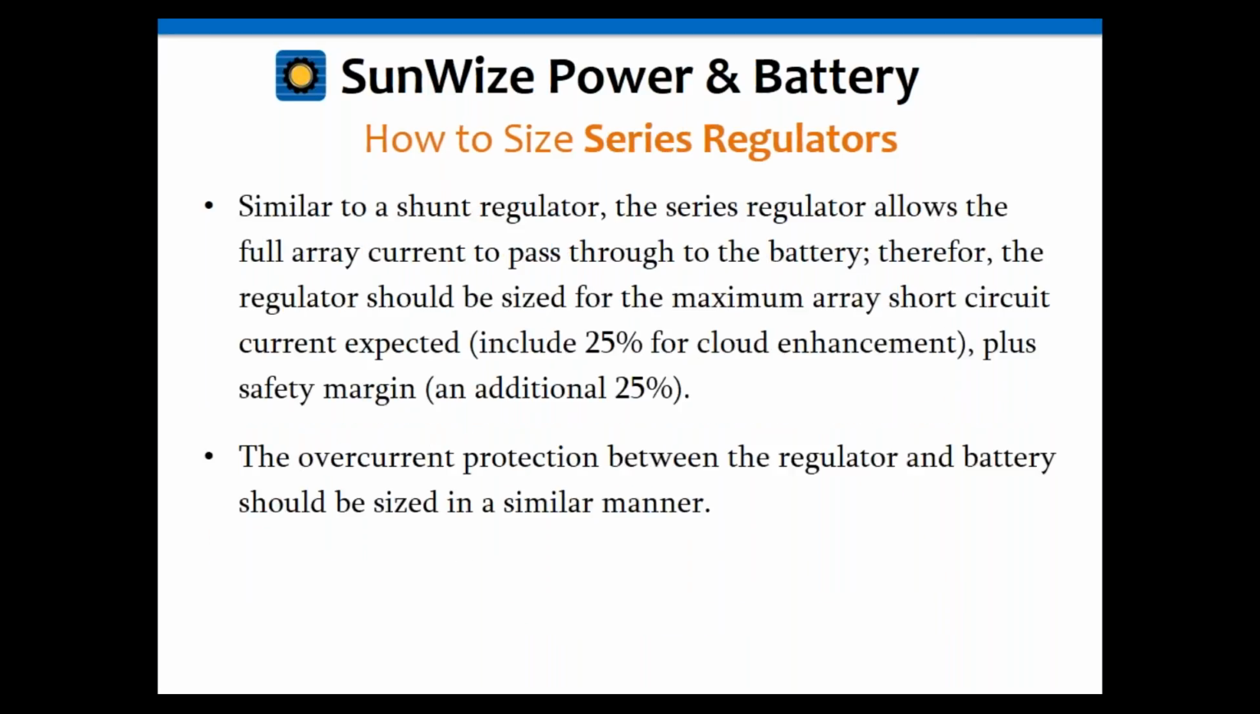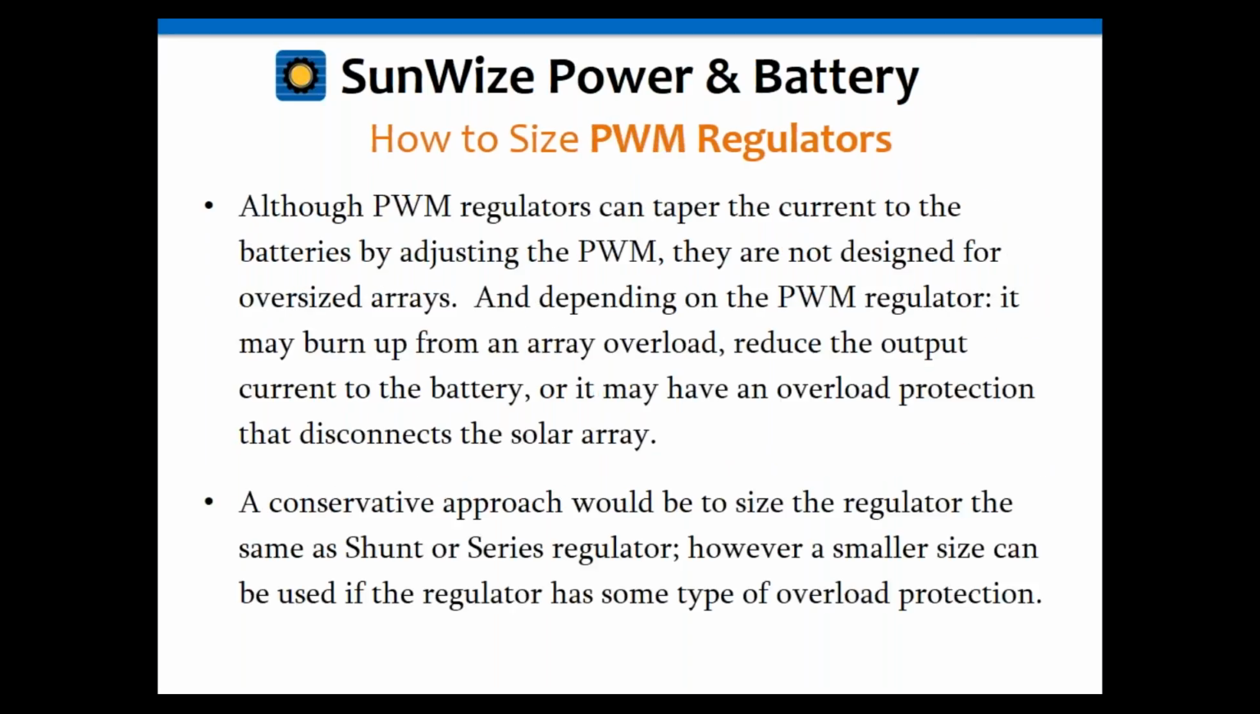So, series regulators, the same thing. Whether it's transistor-based or relay-based, either way, you have the same thing. You've got that maximum current from the solar array. So again, you're going to want to take that short circuit current, the maximum current, add 25% for cloud enhancement, and then 25% for safety margin. And your overcurrent protection will be sized the same way per NEC. Same thing with the pulse width modulators. When you go back to that chart I showed you on the waveform, you'll see that you do get that maximum current, so you need to size for that.